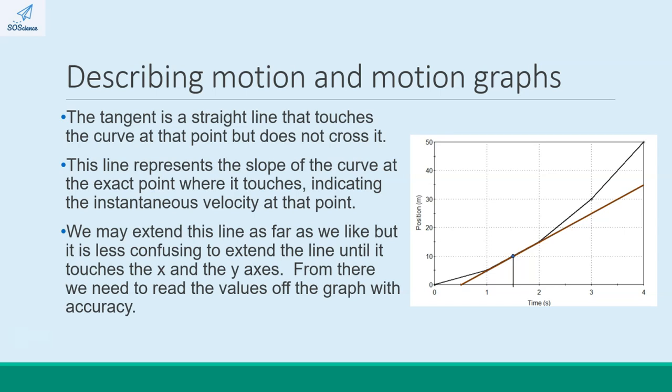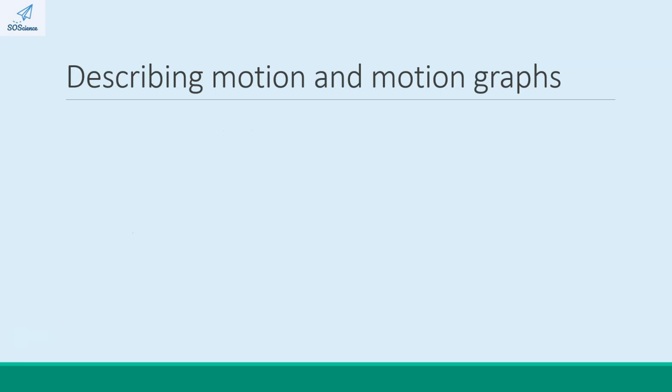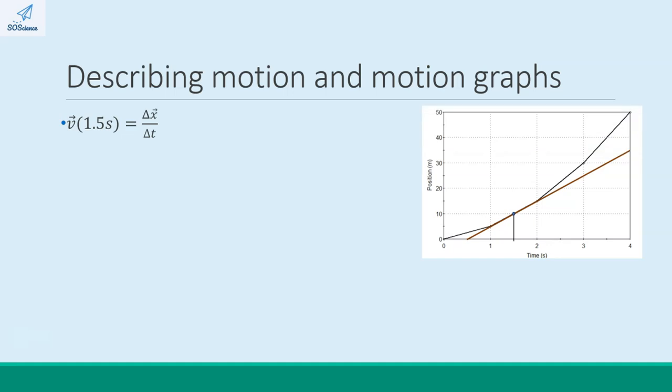Like I already mentioned, we may extend this line as far as we like. I find it easier to extend it all the way to the ends of my graph. But from there, we need to read the values of the graph very, very carefully and with great accuracy in order to be able to calculate an accurate velocity for that point in time. So at 1.5 seconds, the velocity can be measured as delta x over delta t, which is xf minus xi over tf minus ti.